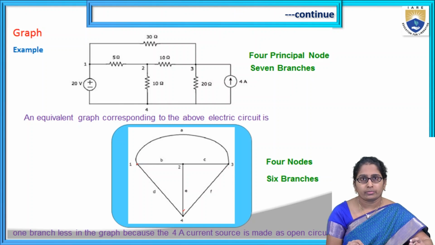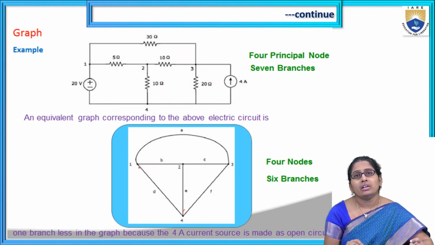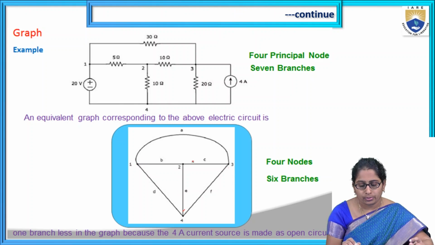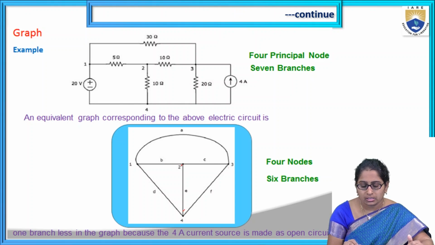So that is how all the branches are drawn from node 1. Next, from node 2, you can see in the actual circuit, node 2 is connected to node 1, node 3 and also node 4, all through passive elements. So you can see the lines, the branches from node 2 to the nodes I mentioned just now.